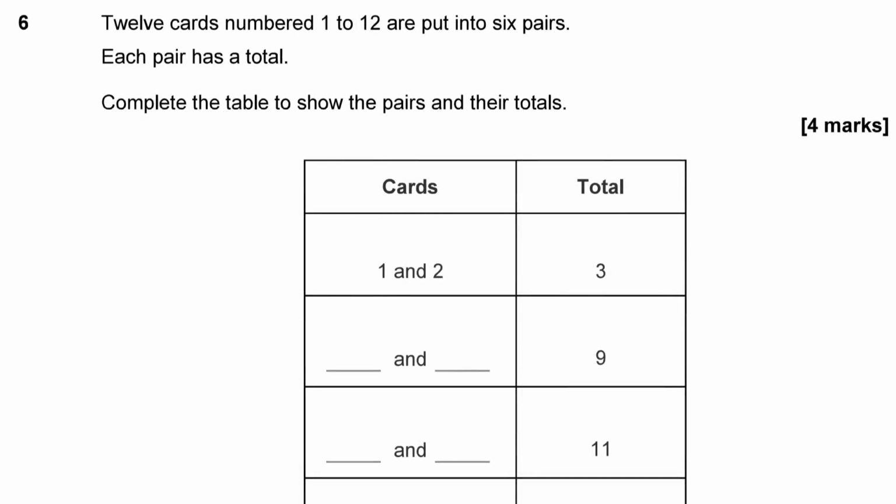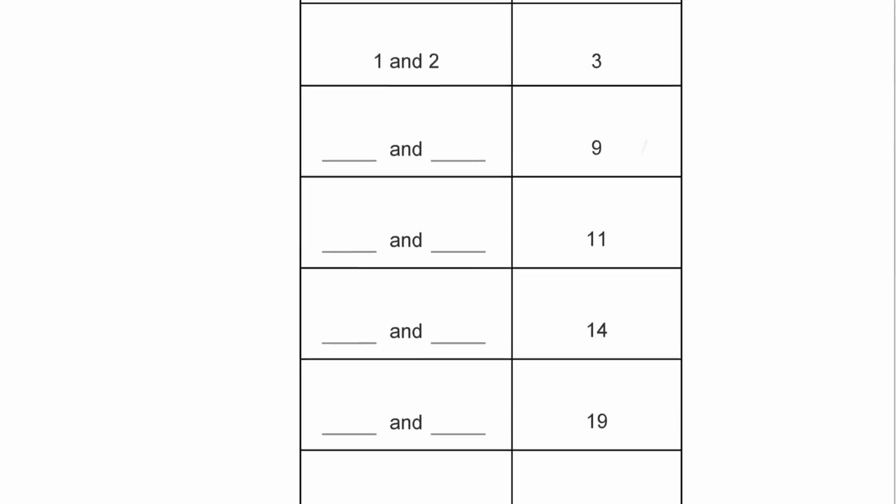Question 6. 12 cards numbered 1 to 12 are put into 6 pairs. Each pair has a total. Complete the table to show the pairs and their total. Okay, so the first one's been given, and we've been told that is 1 and 2, and that totals to 3. So we've got the remaining 10 cards to put into the pairs.